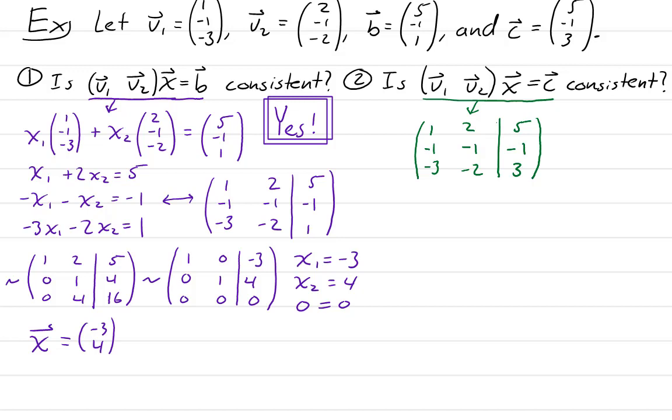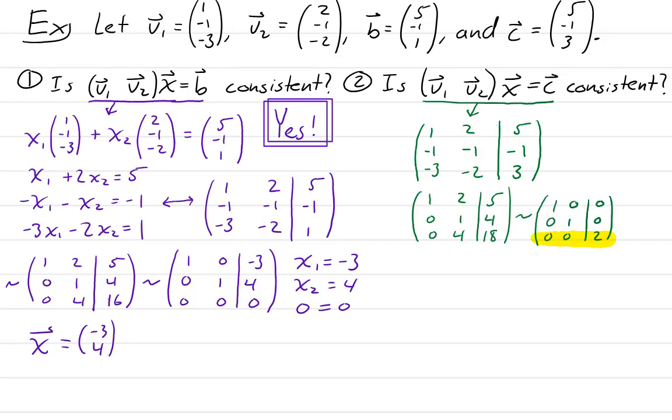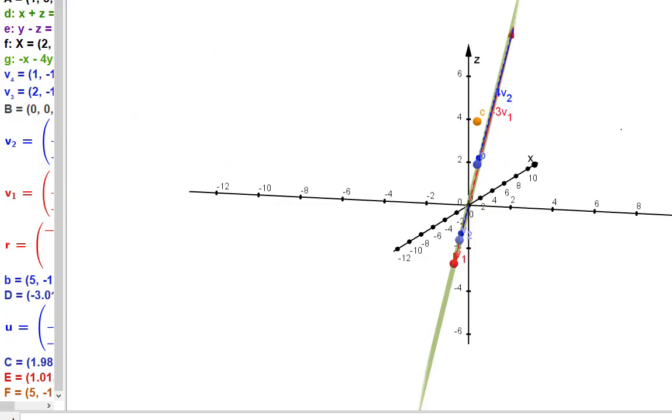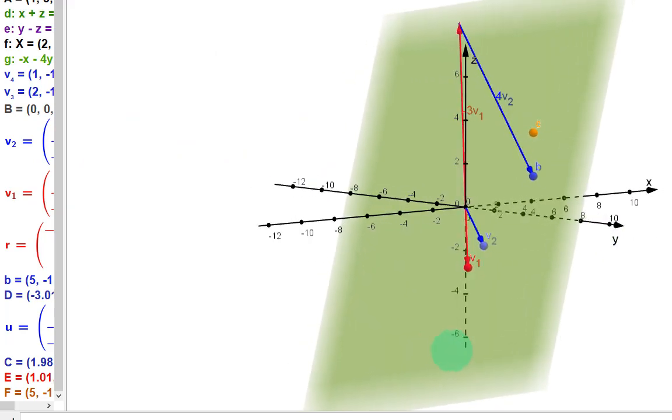For the second problem here, let's skip some steps and go straight to the augmented matrix. Doing the exact same row operations as before will put the matrix in row echelon form, but the last equation here is 0 equals 2, which is always false no matter what x1 and x2 are, so the whole thing has no solution, and the answer is no. You can see that in the picture, C is not in the span of v1 and v2.